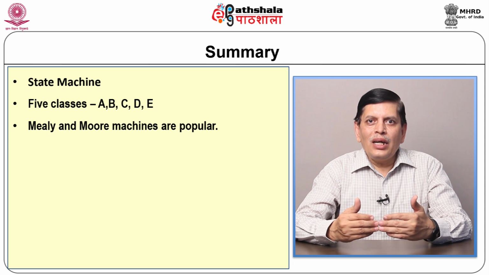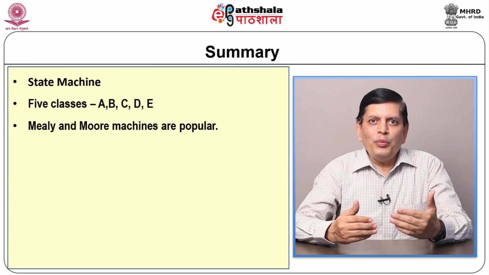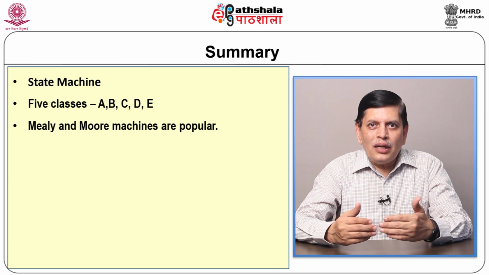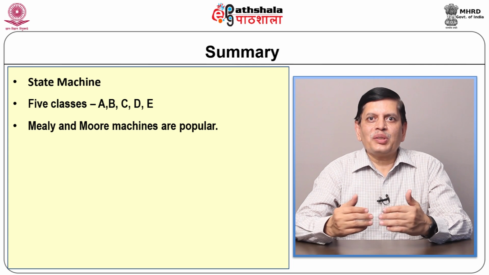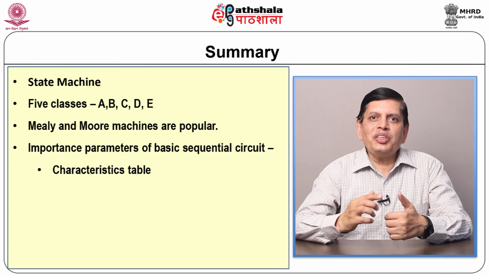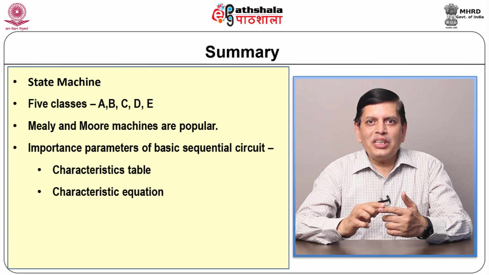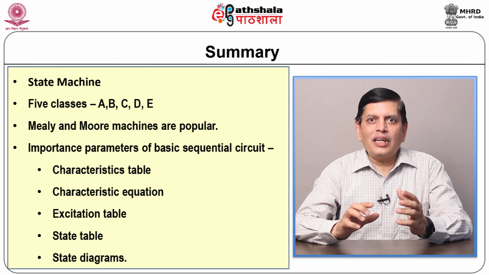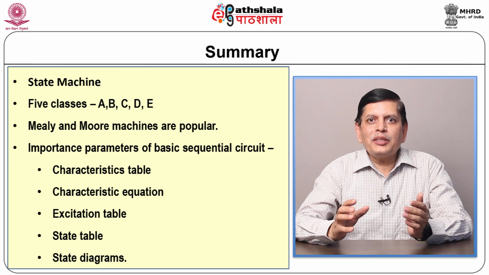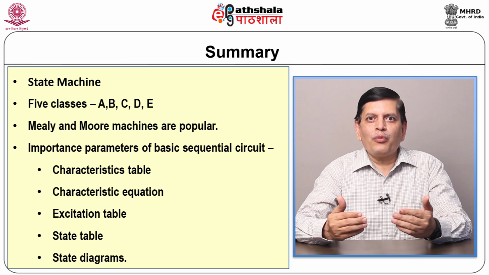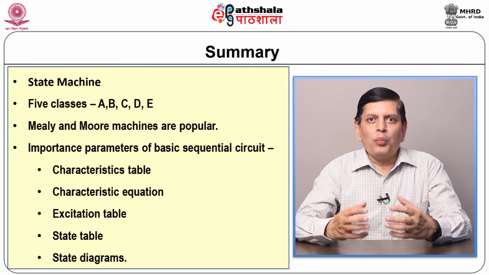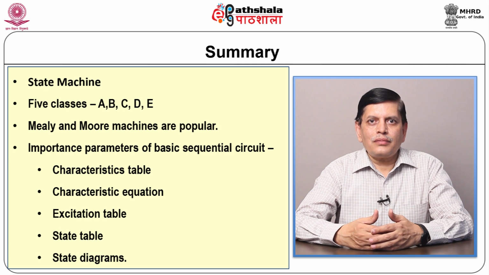In addition to that, we have seen there are 5 basic parameters we need to consider while designing or analyzing the sequential circuit. These are characteristics table, characteristics equation, state table or state diagram and excitation table. So, these are the different kinds of parameters or terminologies that we have defined while analyzing or designing any complex sequential circuit.